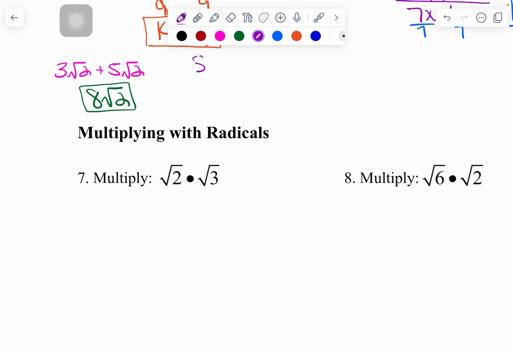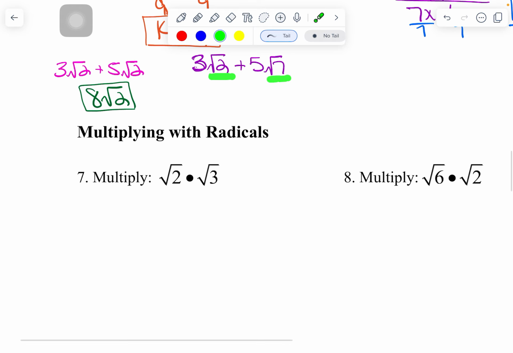So if you had, let's say, 3 root 2 plus 5 root 7. Here's the problem. This root 2 and that root 7 are not like. They cannot be made to be like to each other. So no, you can't actually combine those. Okay? But that's if you are doing addition, or if I could change it to subtraction and be the same idea.